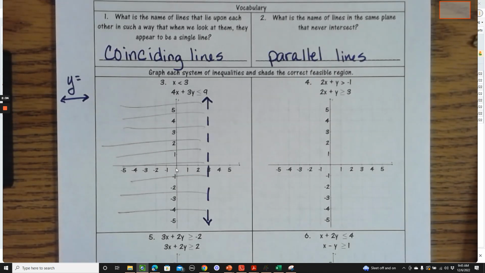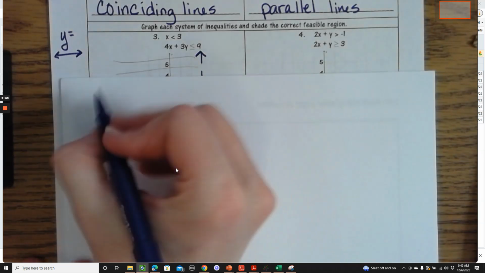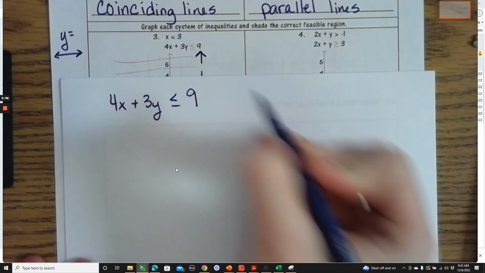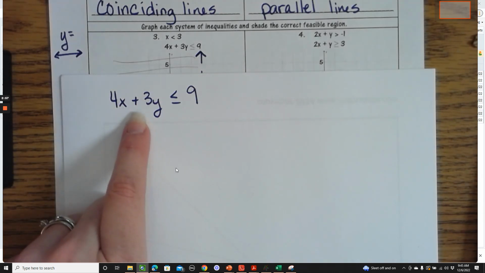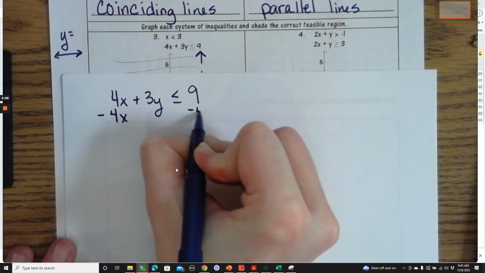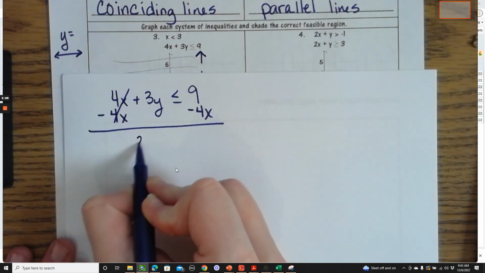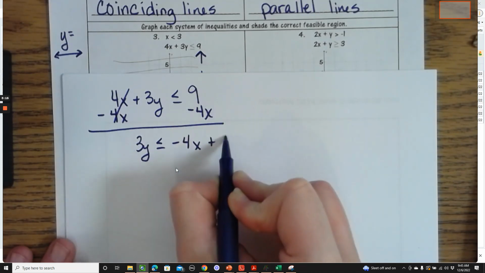Okay. So we have got to put this equation in slope-intercept form. 4x plus 3y is less than 9. Okay, slope-intercept, I need y by itself. So, what do I do first to get y by itself? Move the 4x, get the x completely off that side. So now I've got 3y. So remember, x goes first, negative 4x plus 9.